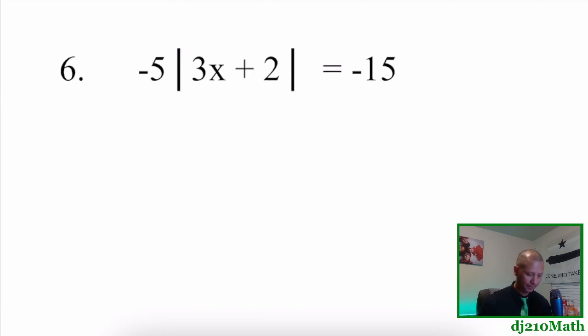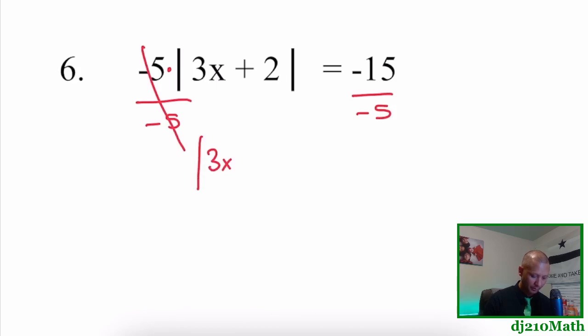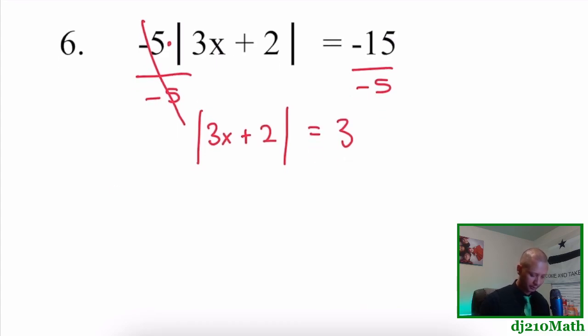Okay, number 6. Negative 5 times the absolute value of 3x plus 2 equals negative 15. So this is negative 5 times the absolute value. So we're going to divide both sides by negative 5. Cancels on the left. So the absolute value of 3x plus 2 is equal to negative 15 divided by negative 5, positive 3. Absolute value is isolated. The answer is positive. So we can split this into the two variations. So this is 3x plus 2 is equal to 3. And then 3x plus 2 is equal to negative 3.